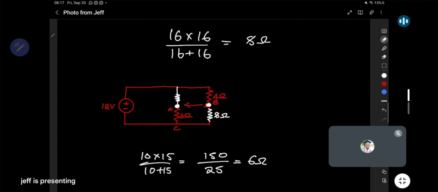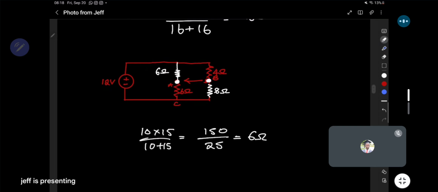Okay, now we have simplified our circuit a little bit. Next up, you see, all we want is the voltage VA and the voltage VB. So how do we get those?